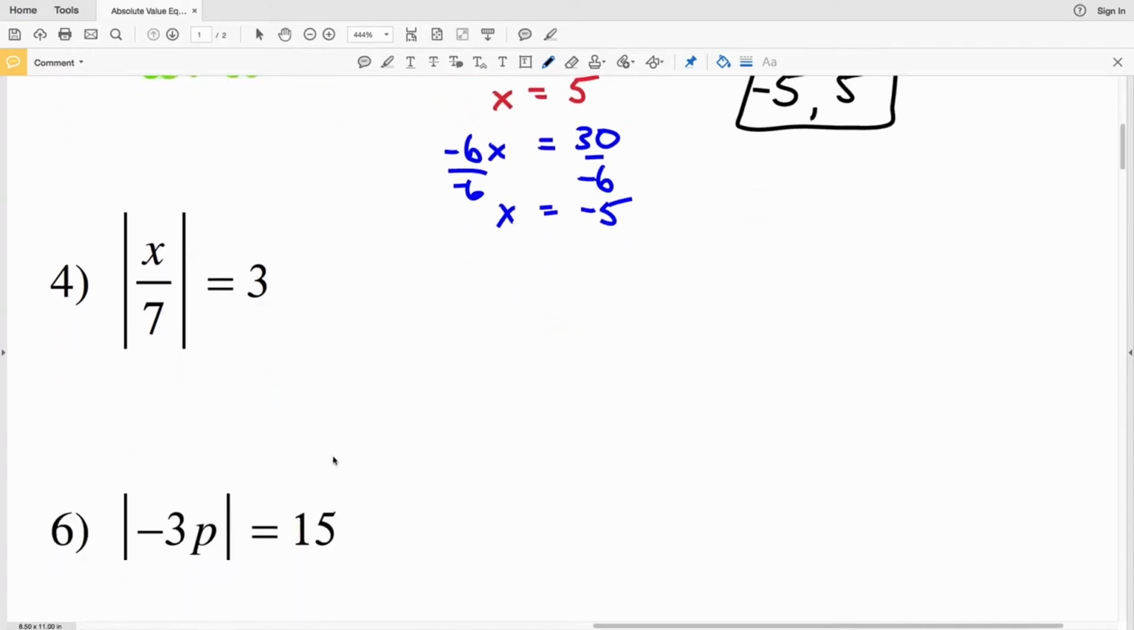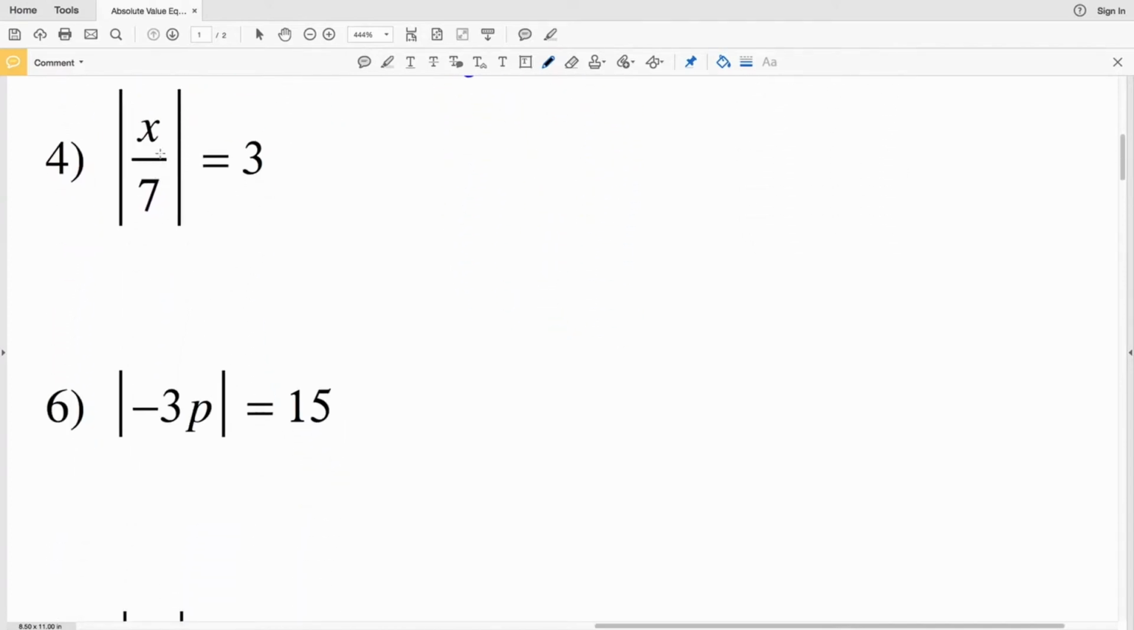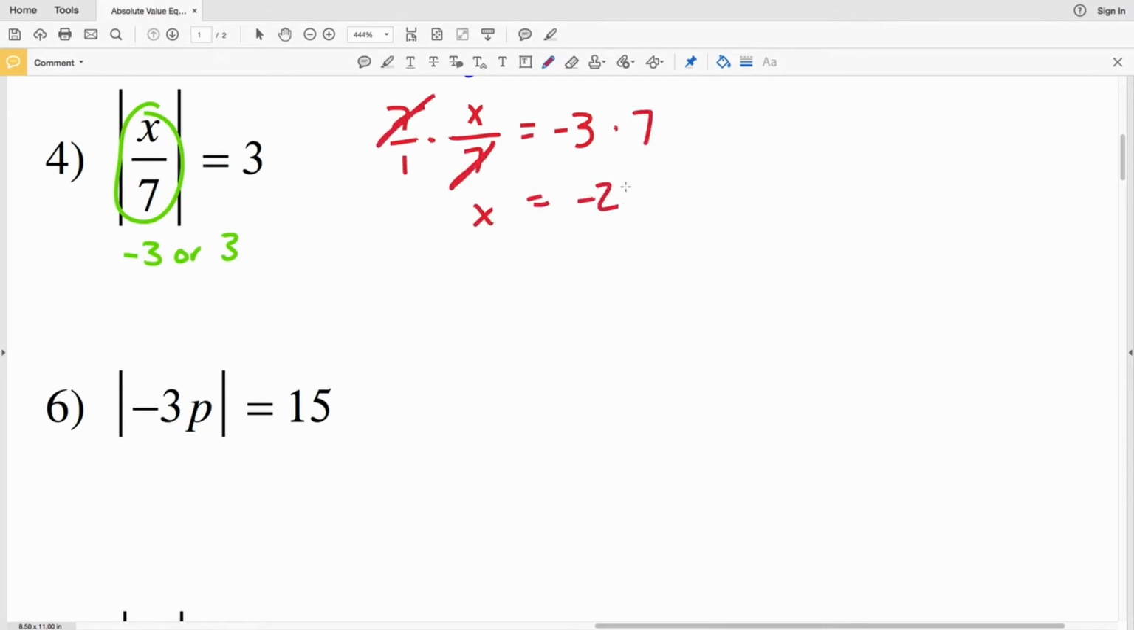Let's move on to number 4. Number 4 says the absolute value of x divided by 7 equals 3. That means that this x divided by 7 is either equal to a negative 3 or it's equal to a positive 3. So when x divided by 7 equals a negative 3, we're multiplying by 7 over 1, or simply 7, to get that x is equal to a negative 21.